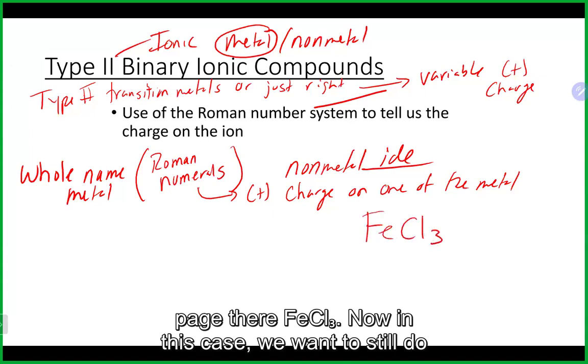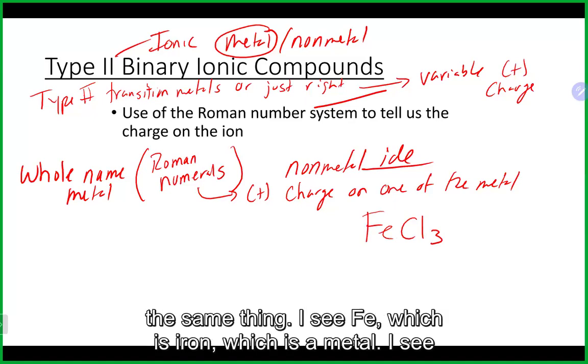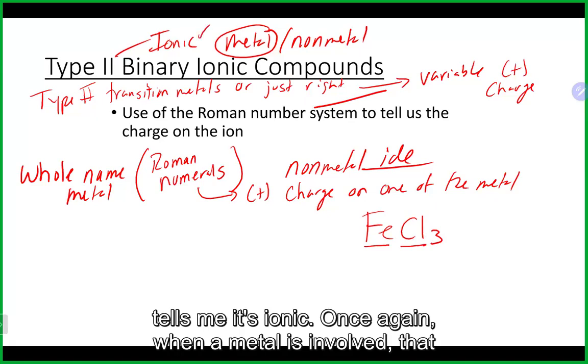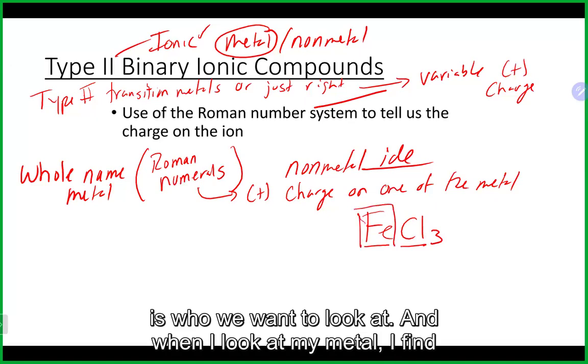Now, in this case, we want to still do the same thing. I see Fe, which is iron, which is a metal. I see Cl, which is chlorine, which is a non-metal. And again, that tells me it's ionic. Once again, when a metal's involved, that is who we want to look at.